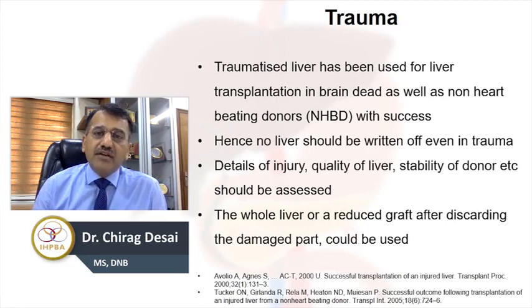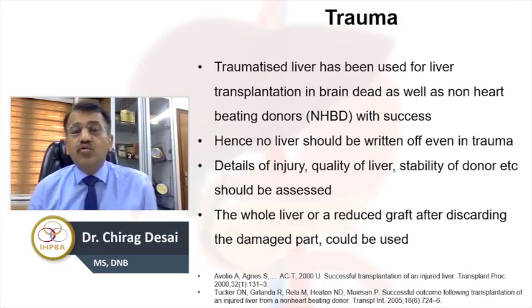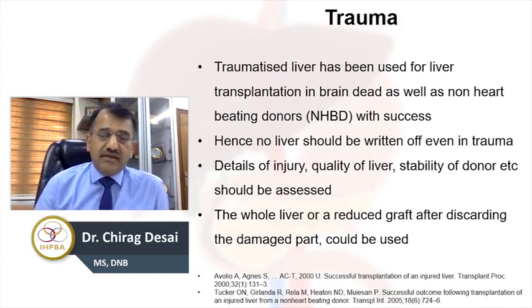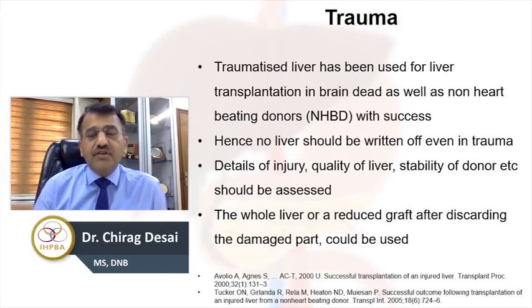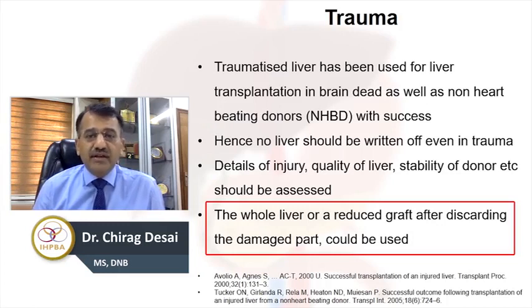Now, a donor who has died of trauma may have associated liver trauma also, but that does not rule out the possibility of using that damaged liver for transplant. That depends on the extent and position of the liver injury and how hemodynamically stable the patient is. Either the whole liver or part of the liver can be utilized after discarding the damaged portion, and successful transplant has been reported in the literature.